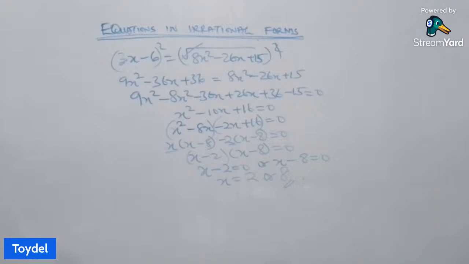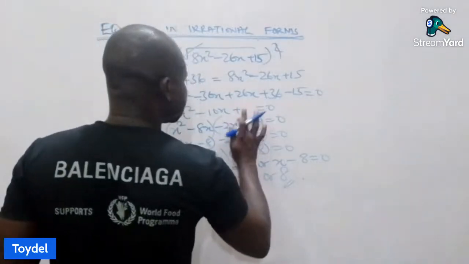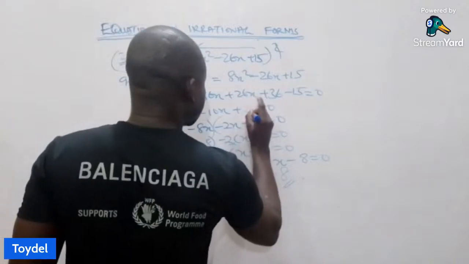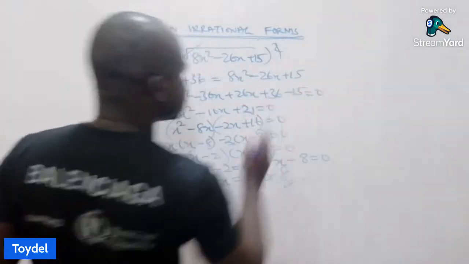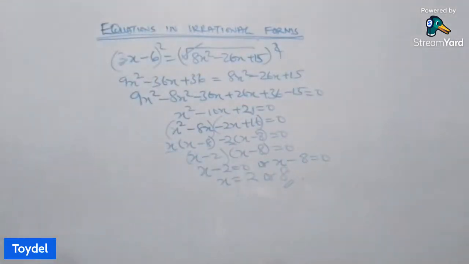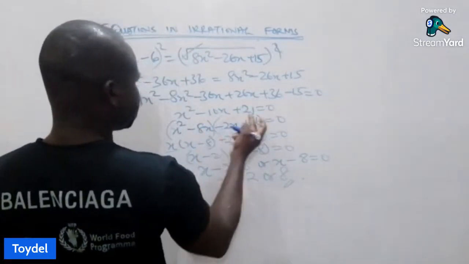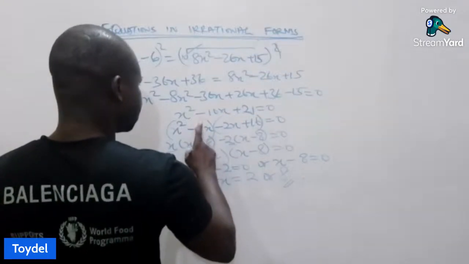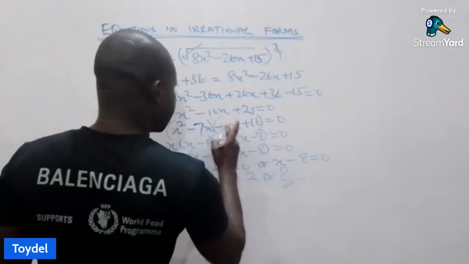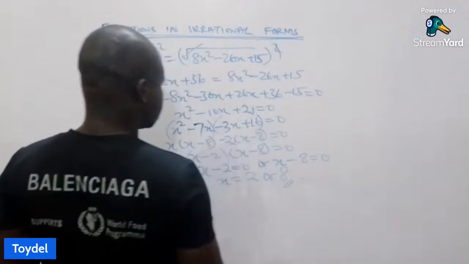Now, let's look at it properly. 36 minus 15, no, that's actually 21. Here is 21. So let's try and correct that. 36 minus 15 is 21. So I'm going to have 21 here. Then the two values for 21 will be minus 7 and minus 3. That's what I'm going to get.